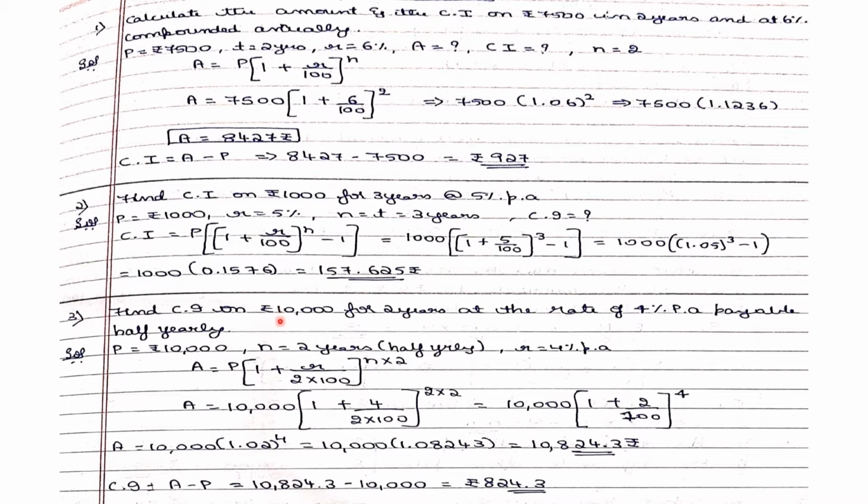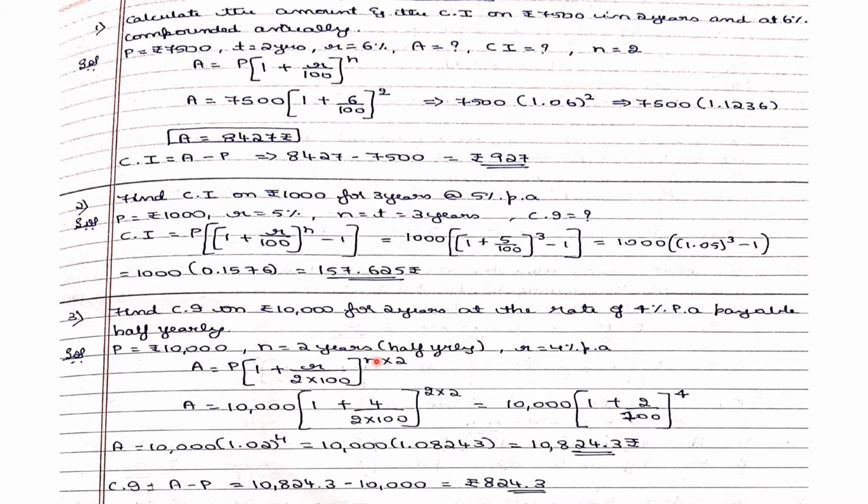Calculate compound interest on rupees 10,000. So this 10,000 is the principal value, for 2 years. n is equal to 2. Rate of 4%, R is equal to 4%. Payable half yearly. Half yearly is nothing but you have to pay twice.